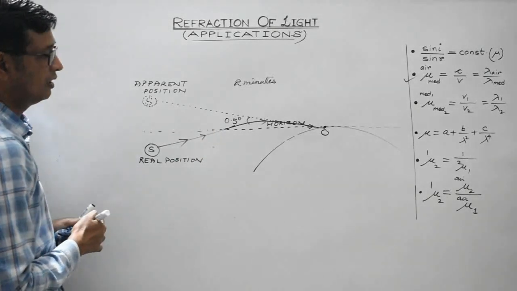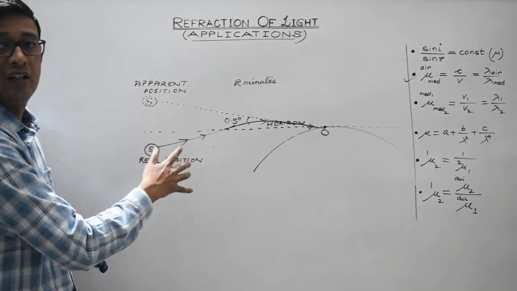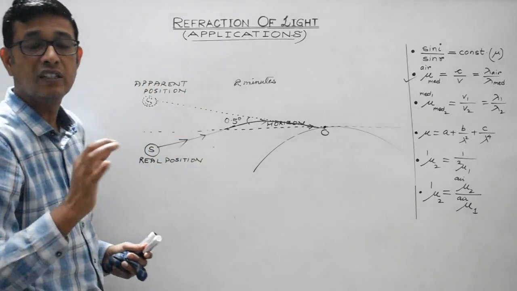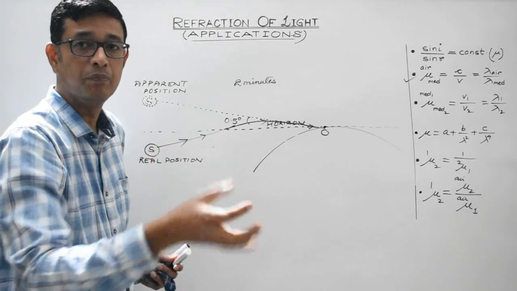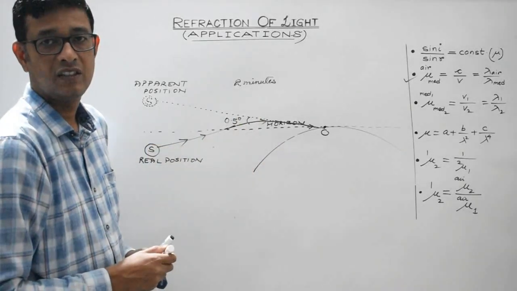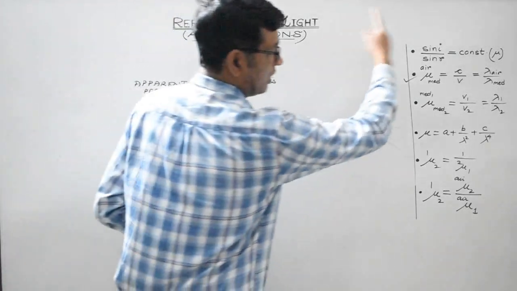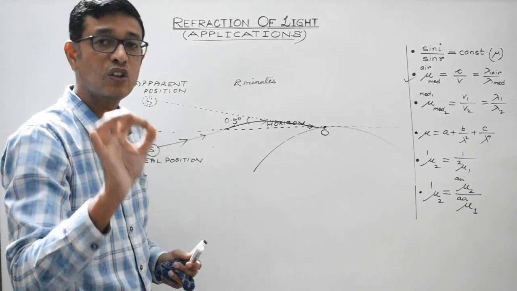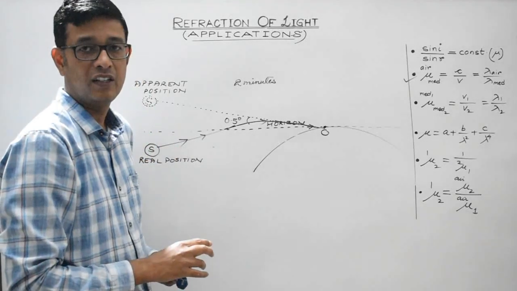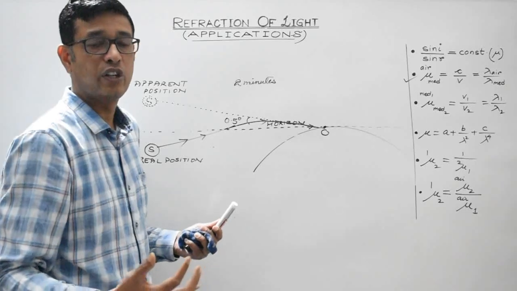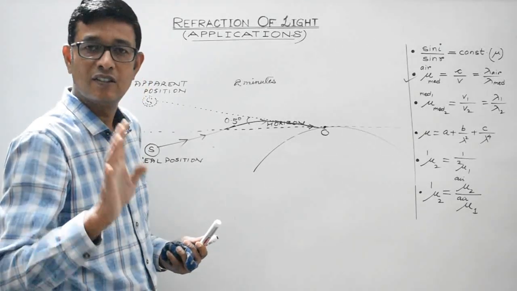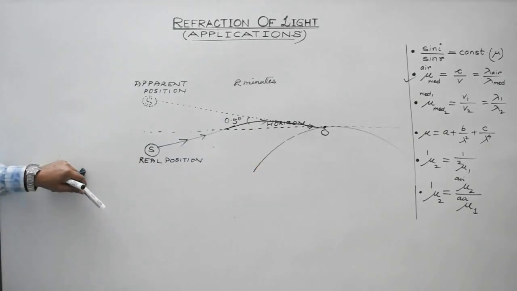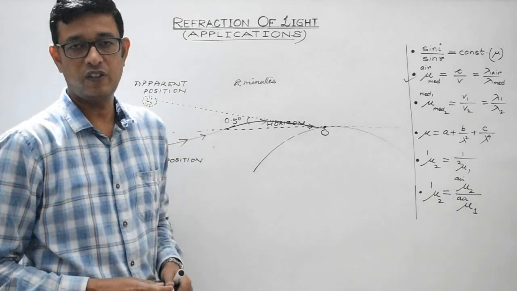So even if the sun has not actually risen, even then the sun is visible to us. So the sun is visible to us 2 minutes before the actual sunrise. And similarly, even after the actual sunset, the sun can be seen by us for a duration of 2 minutes. Right? So in total, the duration of the day gets increased by 4 minutes. So this, students, is again a very, very important application of refraction of light.